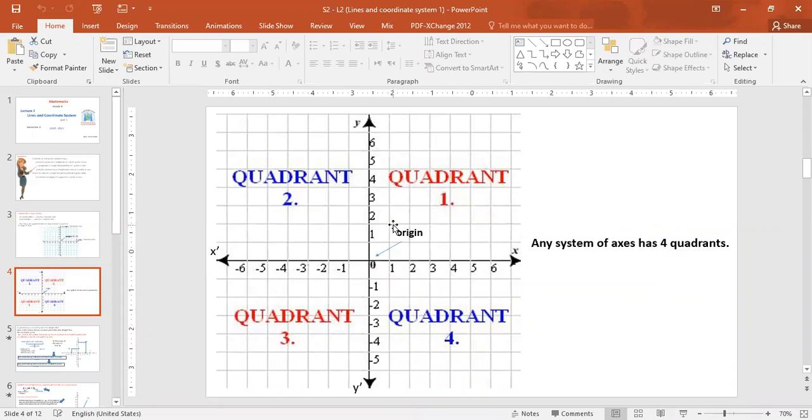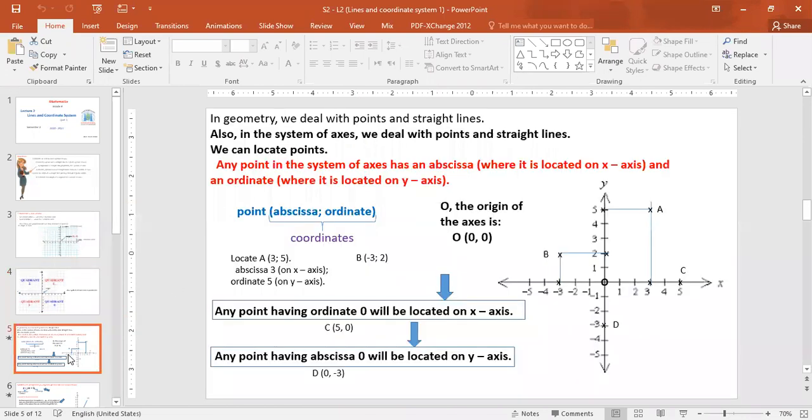I want to ask Reem. After drawing the system of axes, after drawing the horizontal line and the vertical line, and they intersect at the origin, how many quadrants do we get? 4. Please start naming them. Quadrant 1, quadrant 2, quadrant 3 and quadrant 4. Can we change their places or they are fixed like that? No, they are fixed. Thank you, Reem.